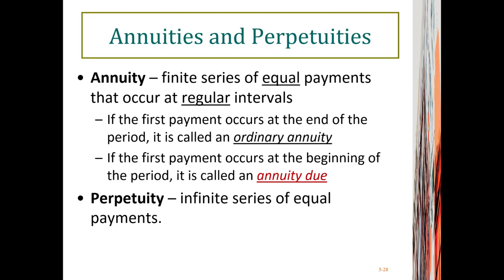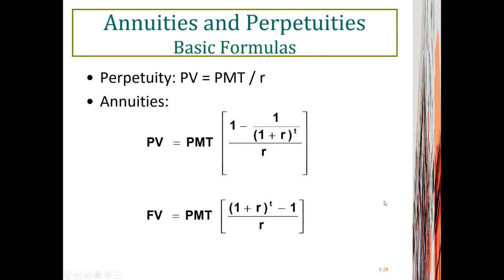And the perpetuity is a special type of annuity. That is an annuity that will last forever. So it's an infinite series of equal payments. It's called a perpetuity. And we have three methods to deal with annuity or perpetuities.